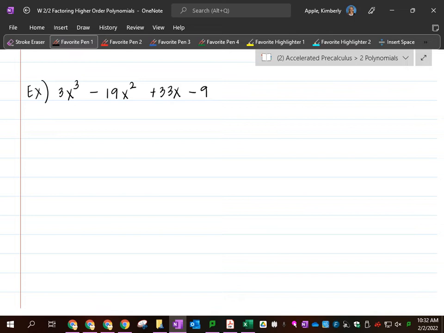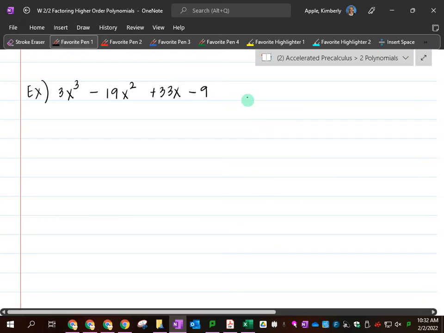No, 3 and 19 don't have any common factors. 33 and 9 have a 3, but it's not going to work. And if you work it out and see that it doesn't work, then you know it doesn't. So, if you can't see it right off the bat, just try it. If it doesn't work, then you know it doesn't work. So in order to fix this, I've got to find the possible rational zeros. So I'm looking for all factors of 9 and all factors of 3.